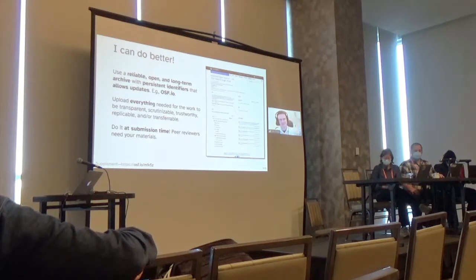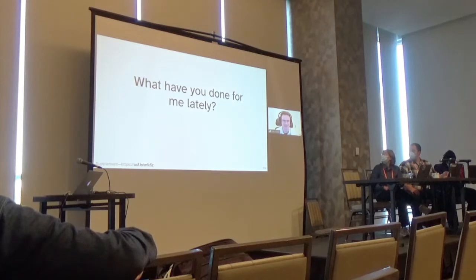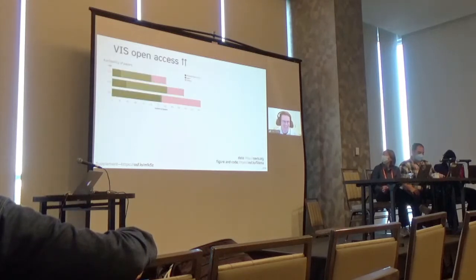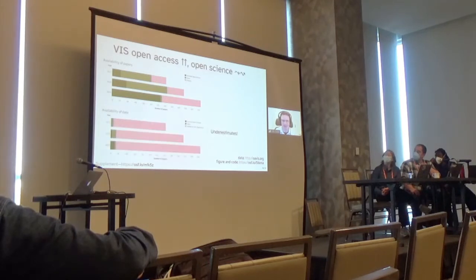Now this was 2013. This was a long time ago. What's happened lately? Well, if you were at the town hall, you saw this chart, right? And between 2017 and 2019, open access of papers has improved a lot in VIS. We're up to now about half of the papers being posted as preprints on reliable open archives like OSF and arXiv. But data isn't doing very well.